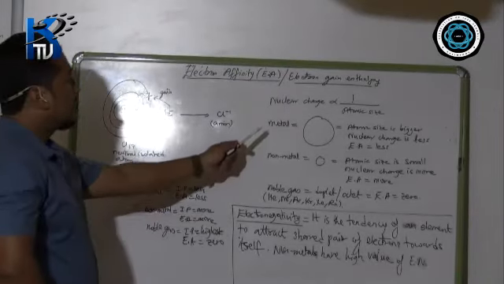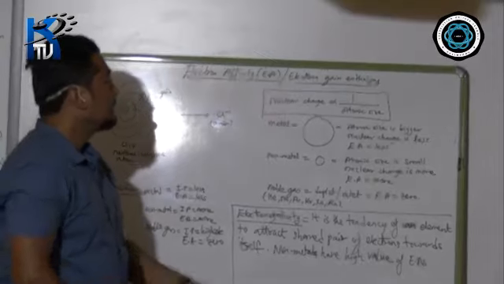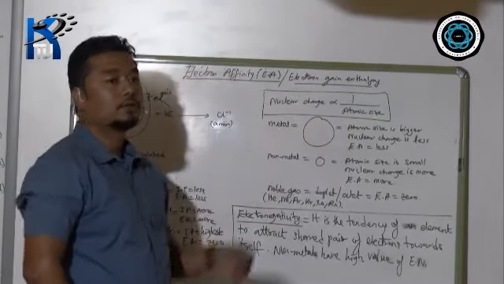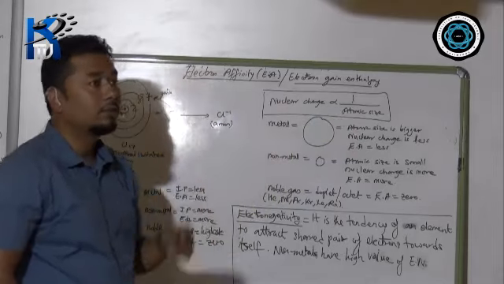Now, I've given you one relationship here. Nuclear charge and atomic size are inversely proportional. That means if the size is bigger, nuclear charge will be less. If the size is bigger, the nuclear charge will be what?